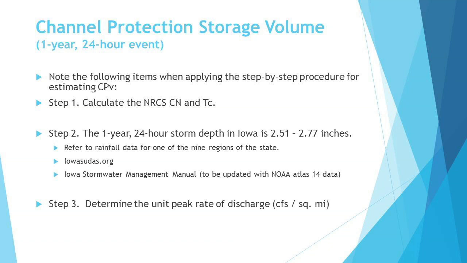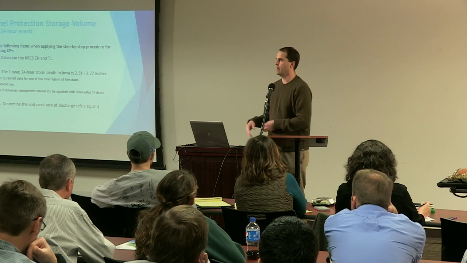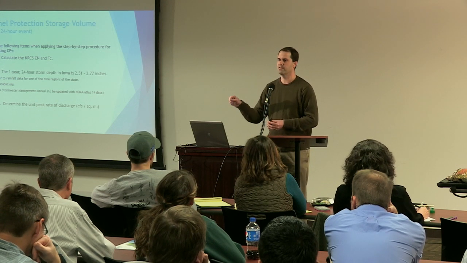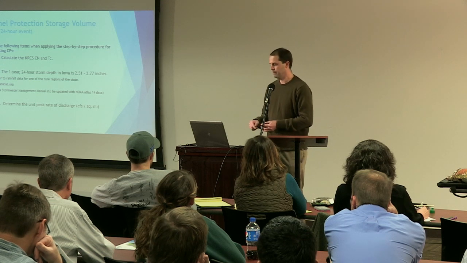But this is the step-by-step procedure for the channel protection volume. And the first thing we're going to do is calculate the curve number. Now, in this setting, we're above 2 inches, so you're just going to use your normal curve number. There are books for TR55 that have the curve numbers in them. You just look up based on your site conditions. Okay, I've got row crop, or I've got this much paving and this much open space, it's going to be a curve number of this. And you look it up and plug it in.